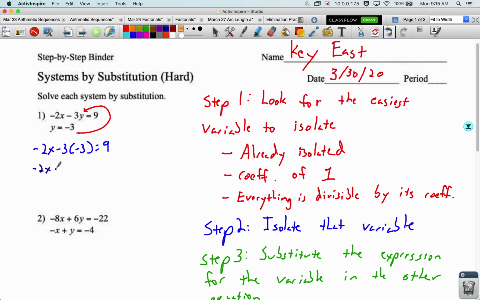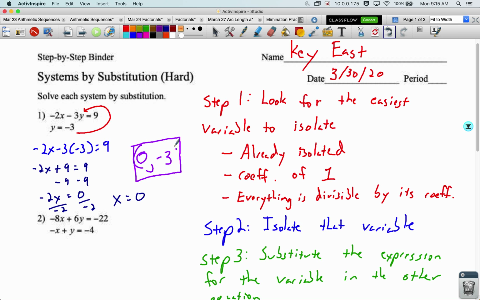Negative 2x plus 9, negative times negative is a positive, equals 9. Subtract 9 from both sides, negative 2x equals 0. Divide by negative 2, and I get x equals 0. All right, and then we'll put this together as an ordered pair, 0 comma negative 3. Just like that, and we're done. So that's one of our easiest cases.